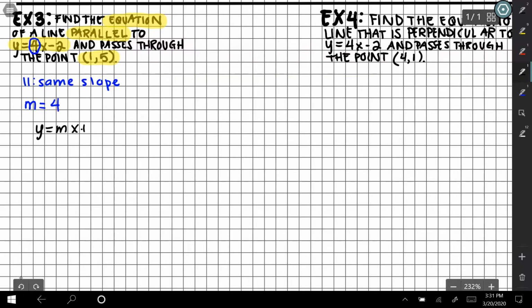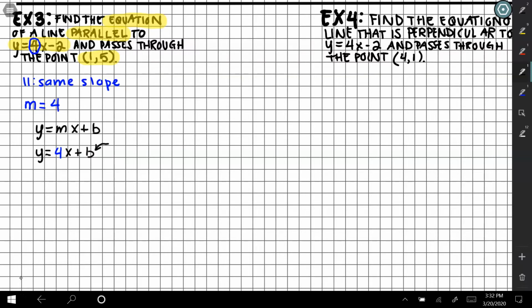Now I'm going to write this standard slope-intercept form equation, which is just y equals mx plus b. And I'm going to take what I know. Right now I know my m and substitute that in. So instead of m, I'm going to write 4x plus b. So now I want to be able to solve for my b so that I can get an equation that looks like the one in the problem.